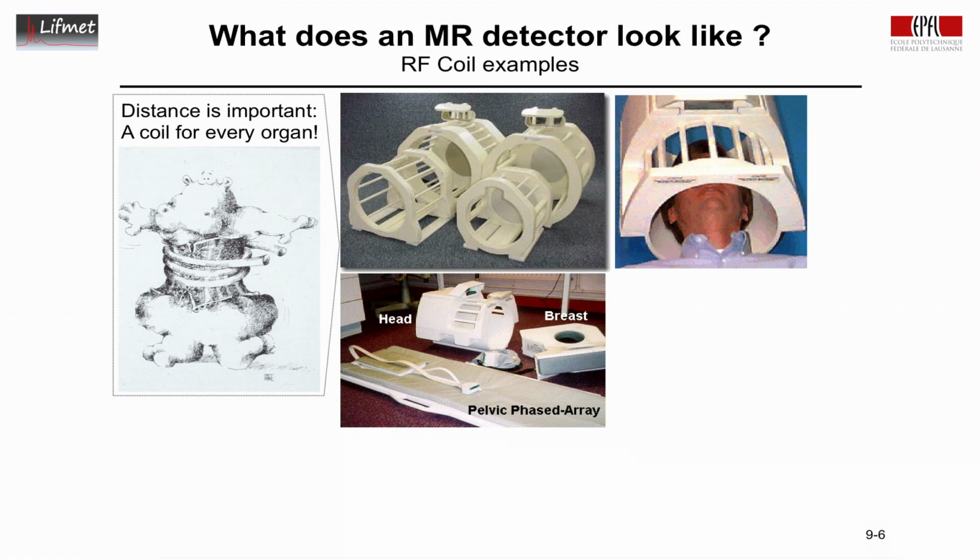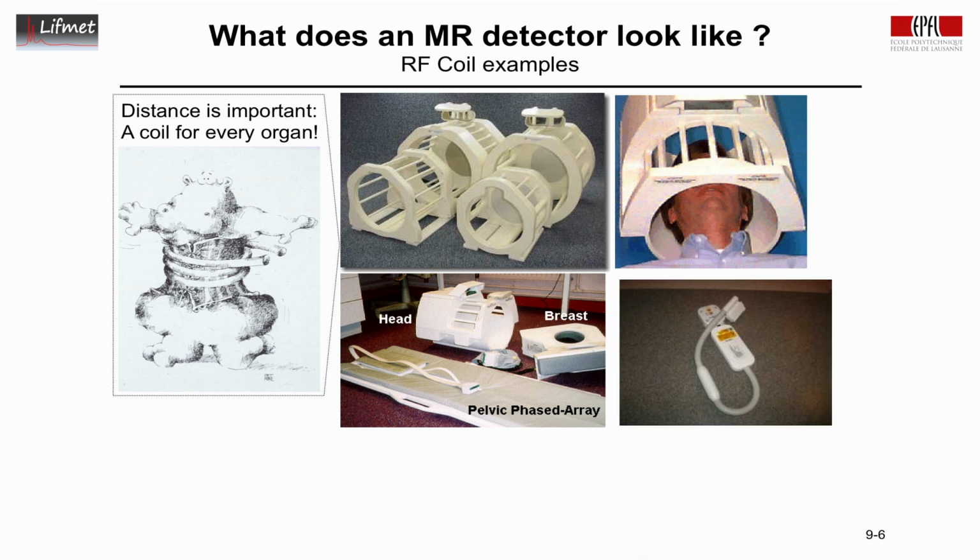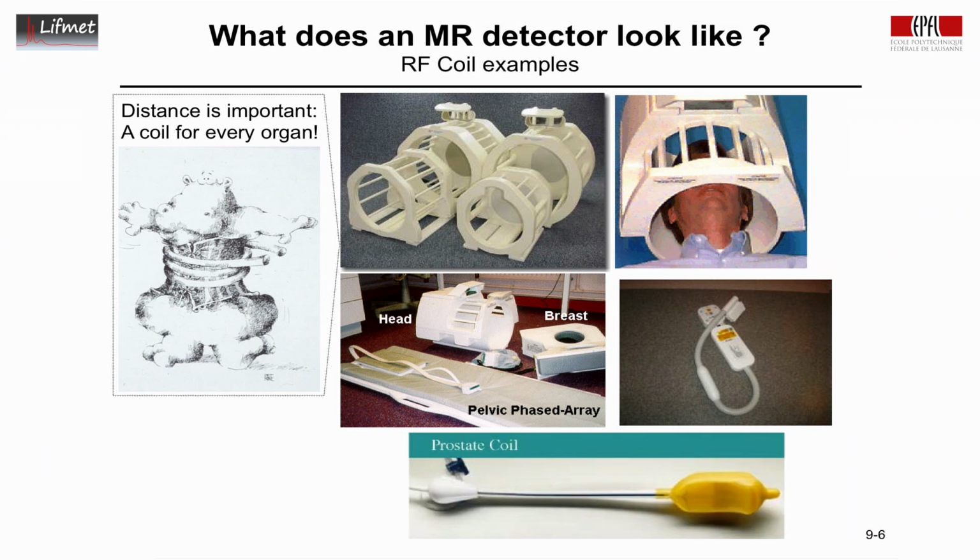Here, three examples put together. We have the head coil again, we have a breast coil for breast MRI, and a pelvic phased array, a coil that's made for the lower abdomen. Here we have an endorectal coil, it's a small coil, and we have a prostate coil. Now, prostate disease is important, so we want to be as close as possible with our detector to the organ. I'll leave it to your imagination to figure out where this coil is placed to be as close as possible to the organ.